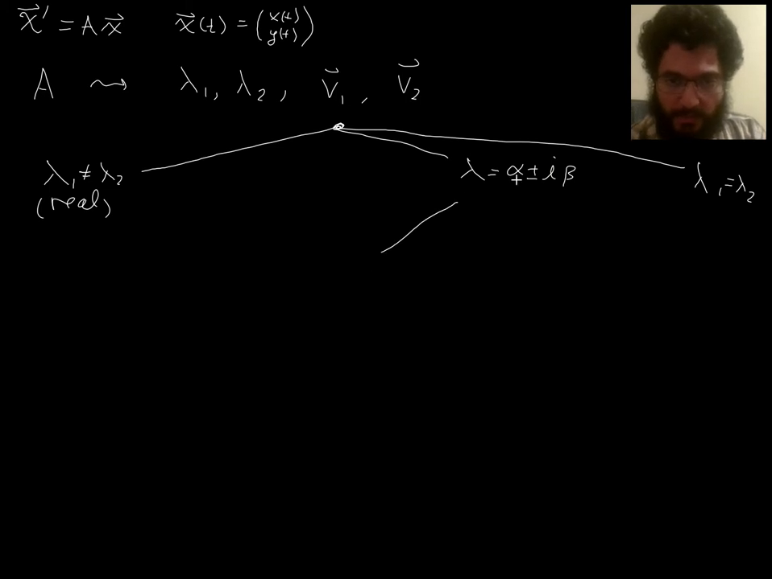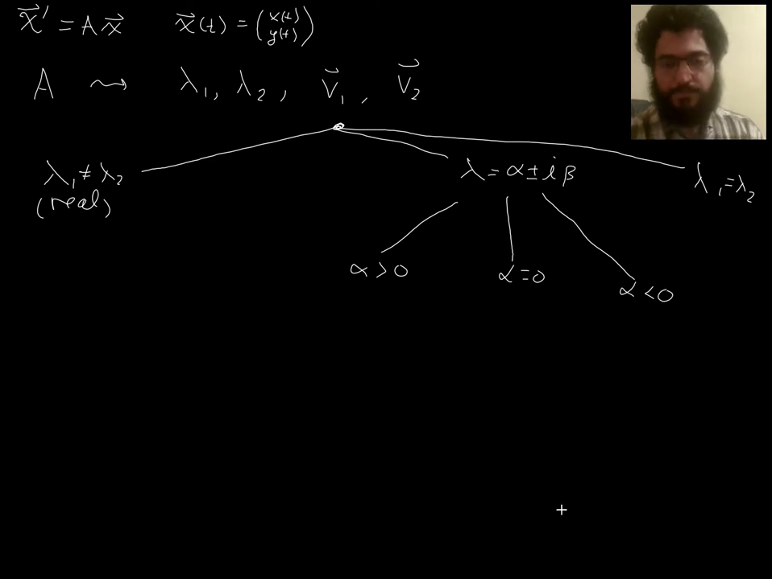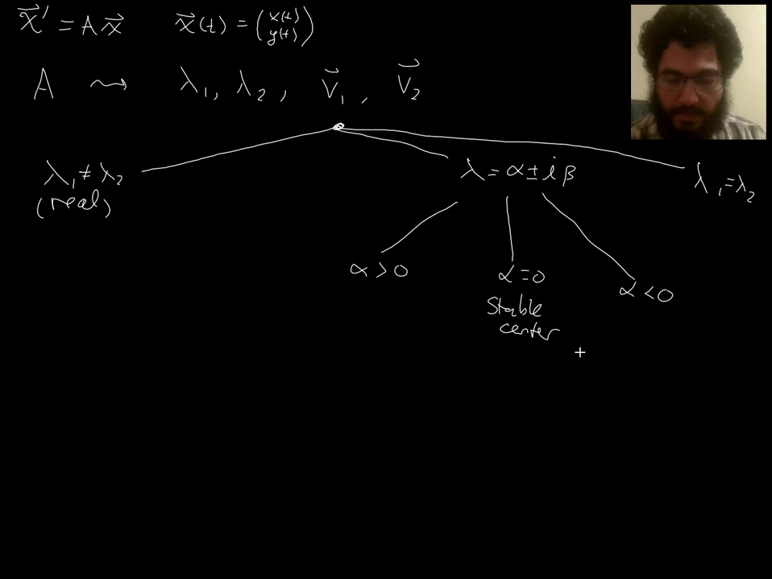I would say the main thing to focus on is alpha here. So you can have alpha greater than 0, or alpha equals 0, or alpha less than 0. Now, if alpha equals 0, that's a stable center. And you saw that on one of your homework problems. So that's where lambda is just plus minus i beta. Lambda is purely imaginary, right?